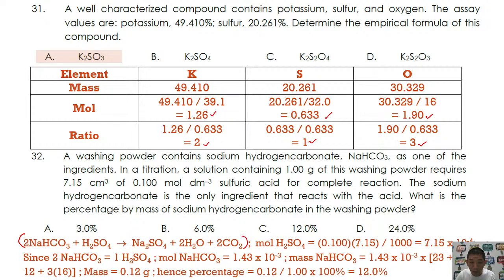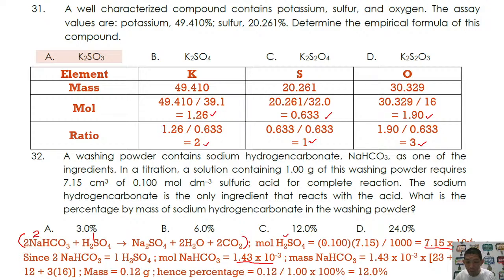You first calculate the mole of sulfuric acid. You use MV over 1000: 0.100 times 7.15 over 1000, and you get 7.15 times 10 to the power of -4. Because the stoichiometry here is 2 to 1, as you can see, the ratio of sodium hydrogen carbonate to sulfuric acid is 2 to 1, the mole of sodium hydrogen carbonate will be multiplied by 2. So you get 1.43 times 10 to the power of -3.